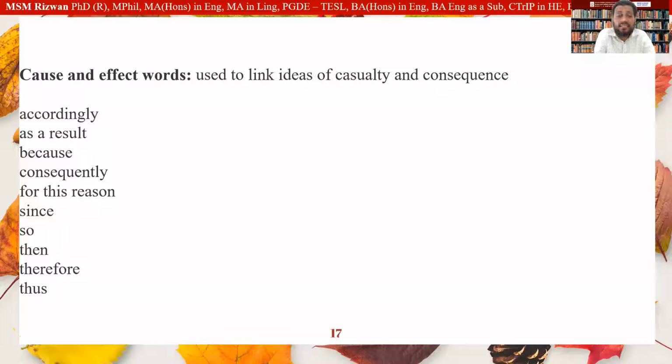And now, let us discuss the words in relation to cause and effect. You may happen to write cause and effect essays. Or else, during the development of academic writing, you may have the intention of writing the causes and effects within the development of the text. There you can apply the given words in order to link ideas of causality and consequence.